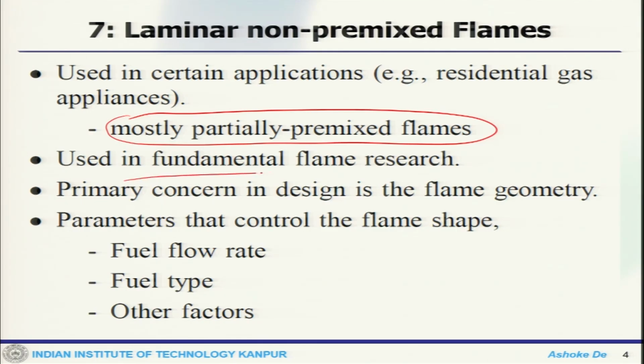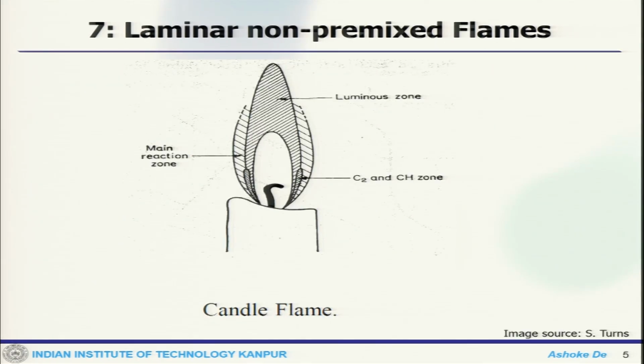So, it can be used in fundamental research. One of the concerns is how you can control the flame shape. You can control through fuel flow rate, you can control through fuel type, you can also control through other factors. If you look at this example of the simple candle flame which we have seen earlier also, it is a very nice flame, which we use in our daily life without knowing that it actually burns under non-premixed mode.